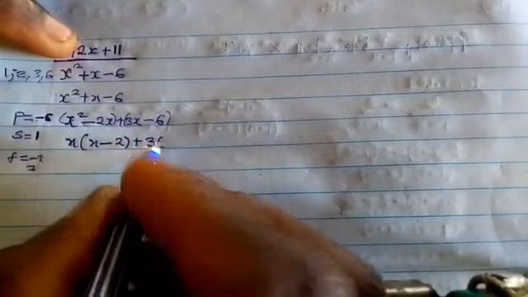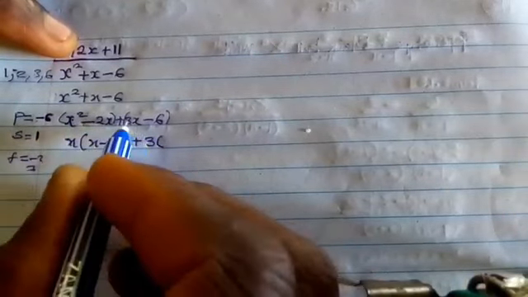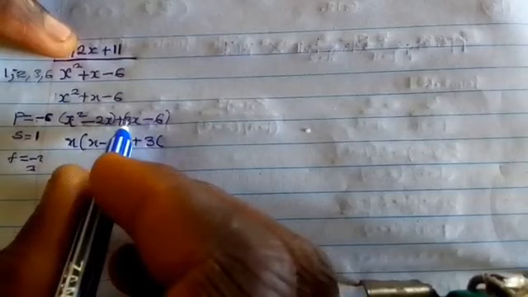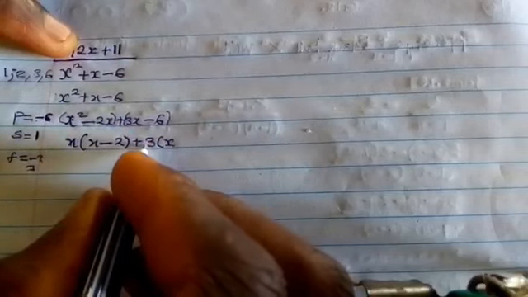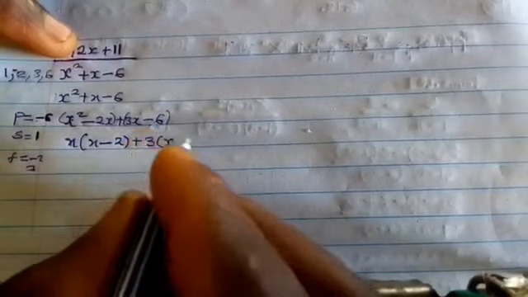Then close bracket. Let's come to the next one. What is common in these two terms? It is positive 3. So I'm going to factor out positive 3. Open bracket, positive 3 into positive 3x, the answer is x. Then positive 3 into negative 6, the answer is negative 2.